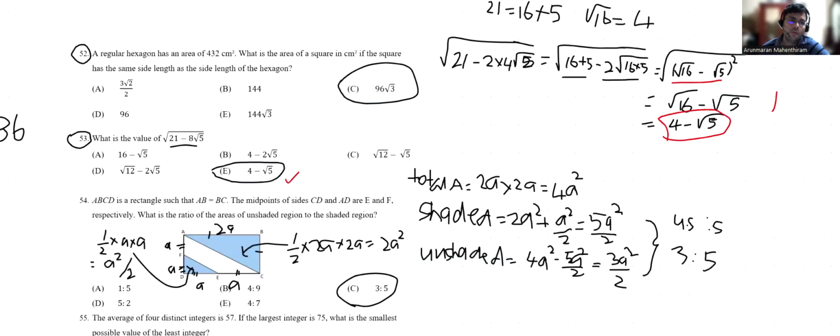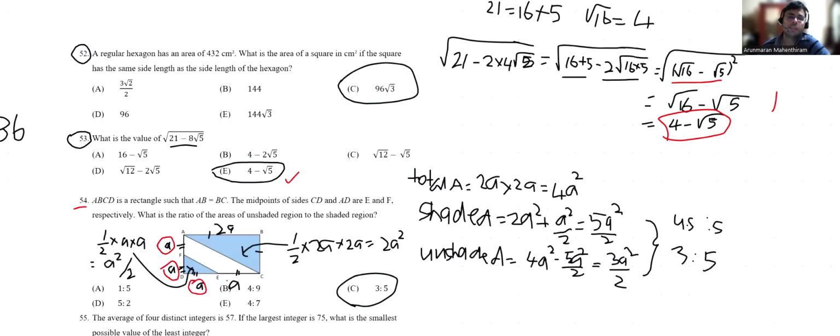Question number 54. ABCD is a rectangle such that AB is equal to BC. So this means I take AB as 2a, then BC is also 2a. The midpoints of the sides CD and AD are E and F. So the total length is 2a, therefore AF is equal to FD is equal to a. Similarly, DE is equal to EC is equal to a.